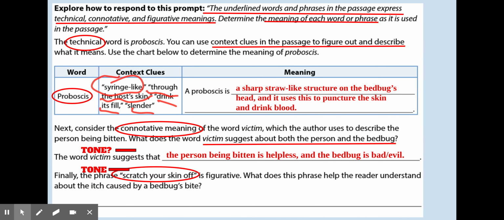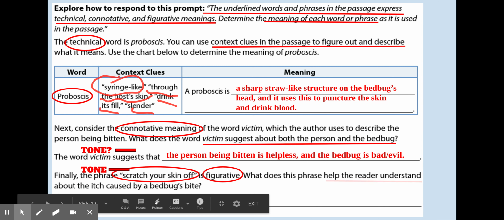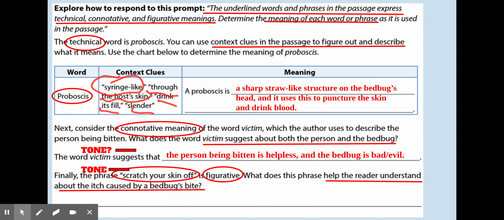pain. So what does the phrase help the reader understand about the itch caused by the bedbug bite? And you are correct. The phrase suggests how strong and painful the itch caused by the bedbug bite can be. Because that hyperbole is extreme exaggeration. It is negative and it's letting you know it's going to hurt.